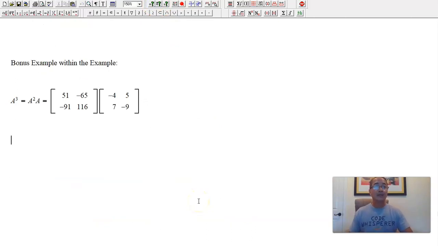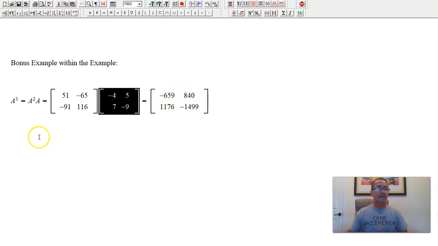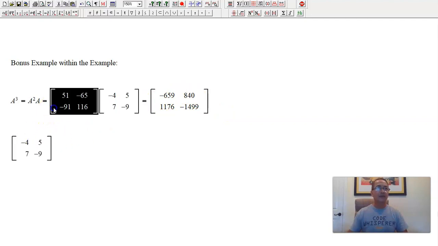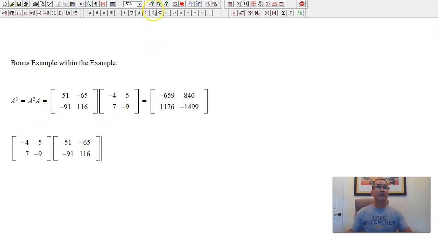Okay, I want to do something else with this example before we move on. Think of it as a bonus example within this example. We computed A cubed. We said just multiply this A squared answer with A, and we will get A cubed. And I said you're not supposed to reverse the order, except in this case, it doesn't matter if you do reverse the order, because the associative property says you'll get exactly the same answer.